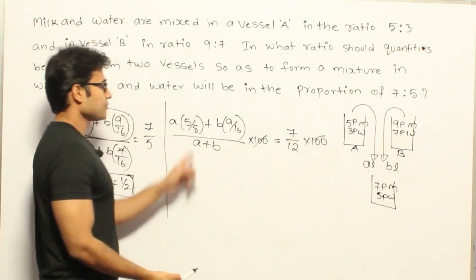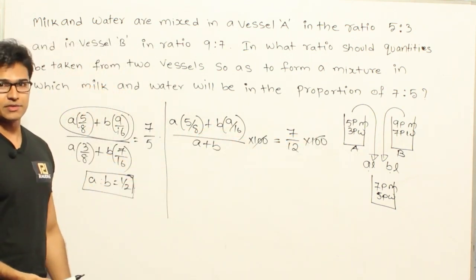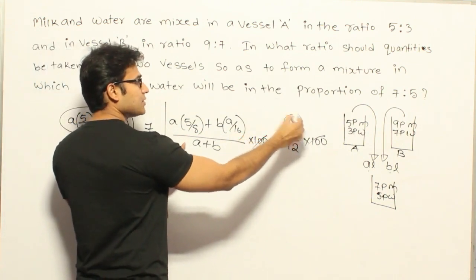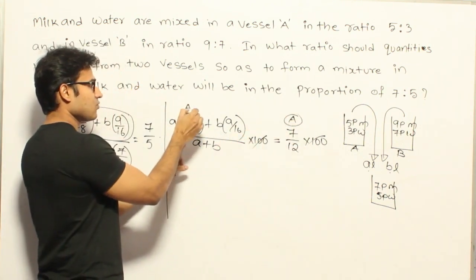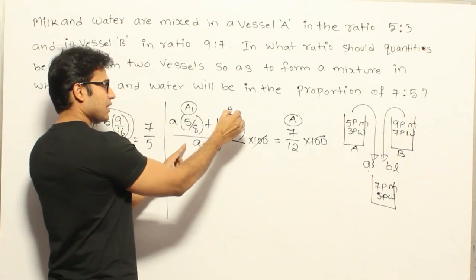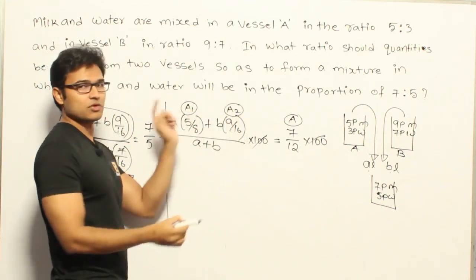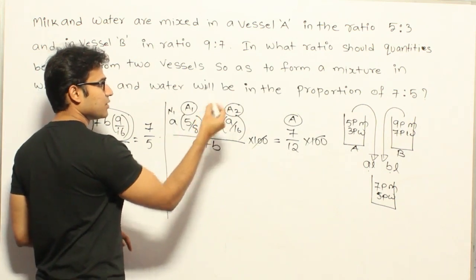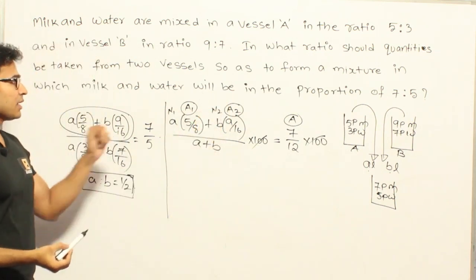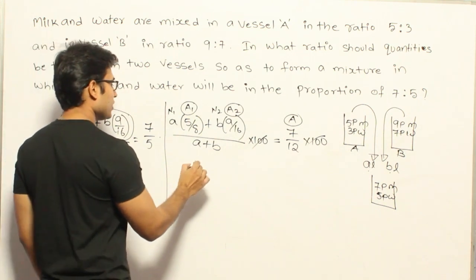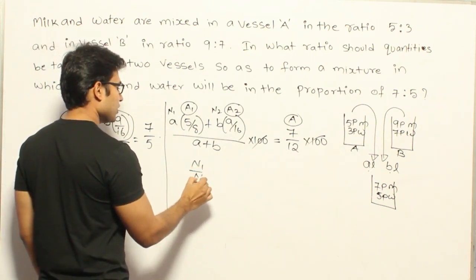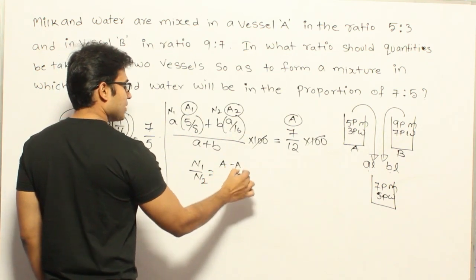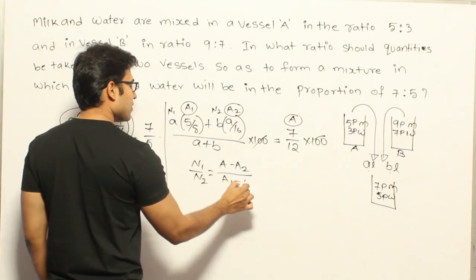Now if you see, this is in the formula of alligations, right? If we assume that this is the overall average, and this is the average of one group, and this is the average of the other group, A1 and A2 is going to be this one, and this is going to be N1, and this is going to be N2. Now you can directly apply that. So what is it? N1 is to N2 ratio equals A minus A2 divided by A1 minus A.